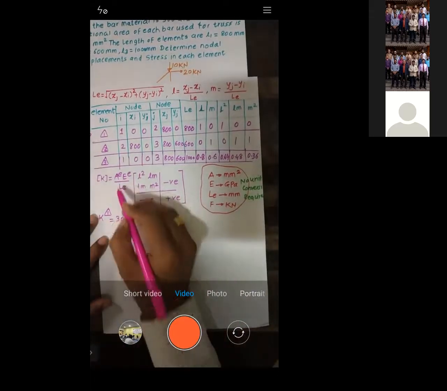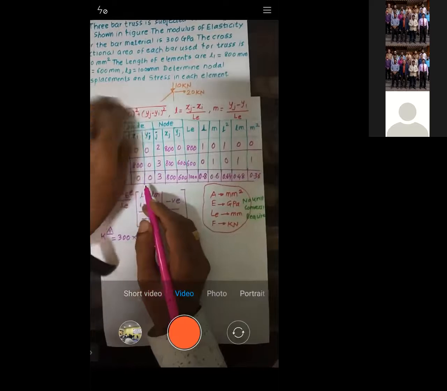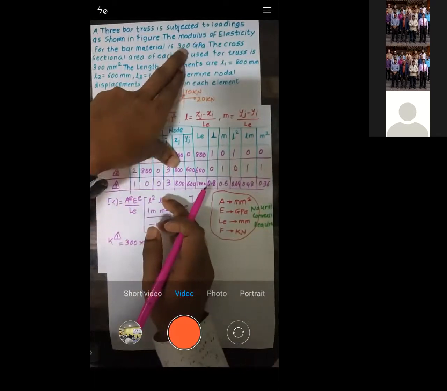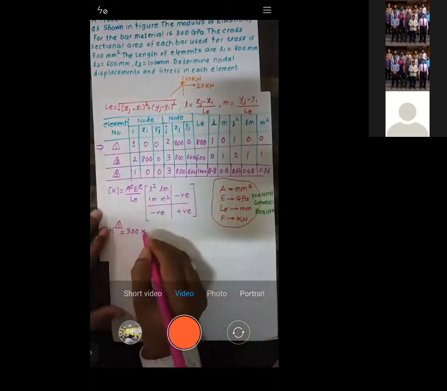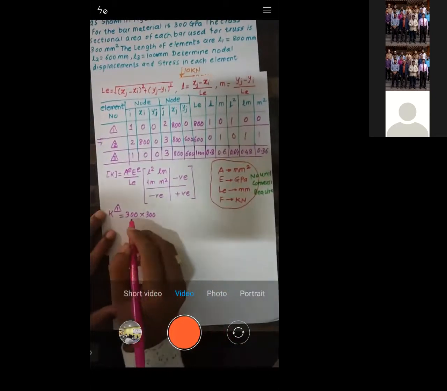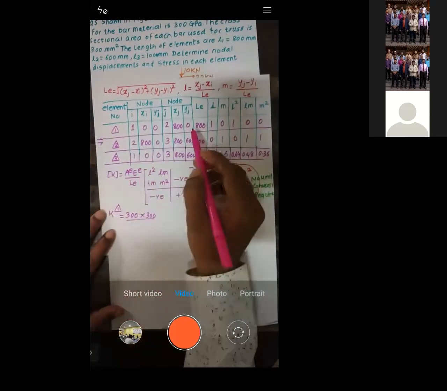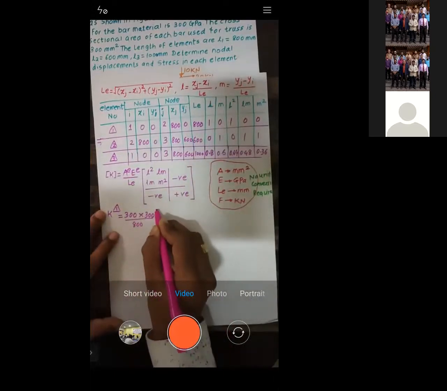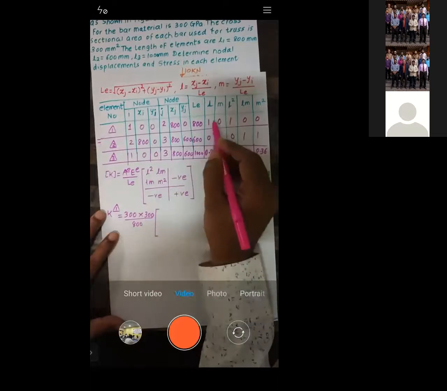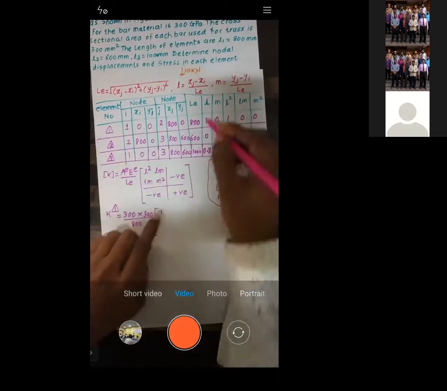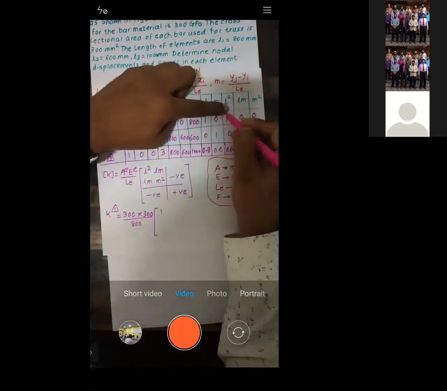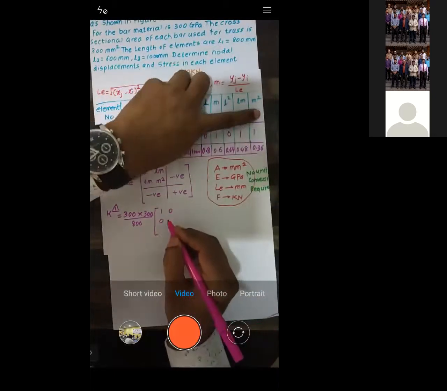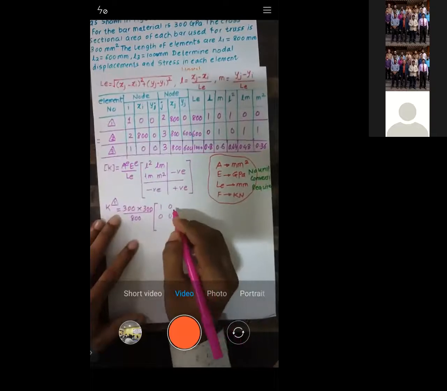So A I have written. E, modulus of elasticity, you can check in the problem: the modulus of elasticity of the bar material is 300 gigapascal, so I directly take it as 300 gigapascal. Now the length of element 1 is 800, so this is 800 into L square of element number 1, which is 1. L square is 1. LM is 0, and M square is 0.